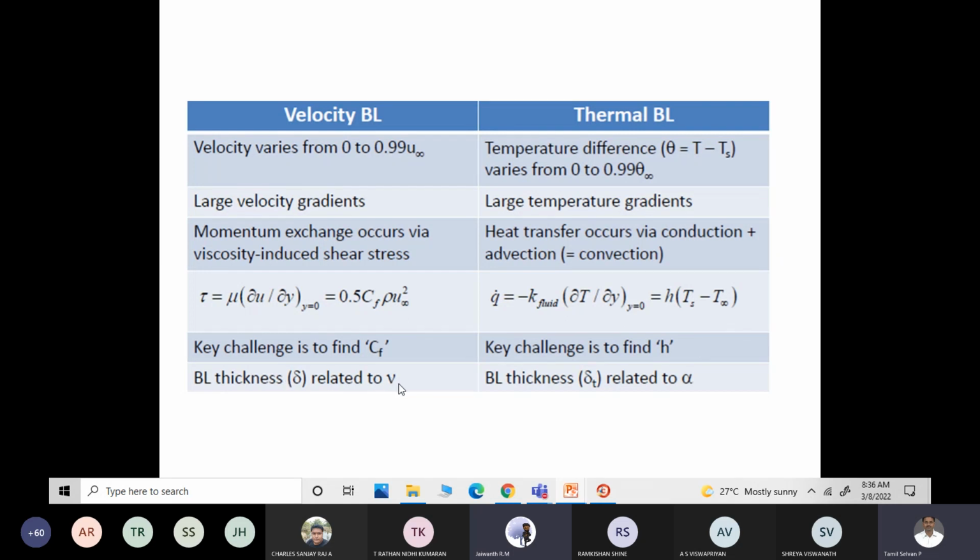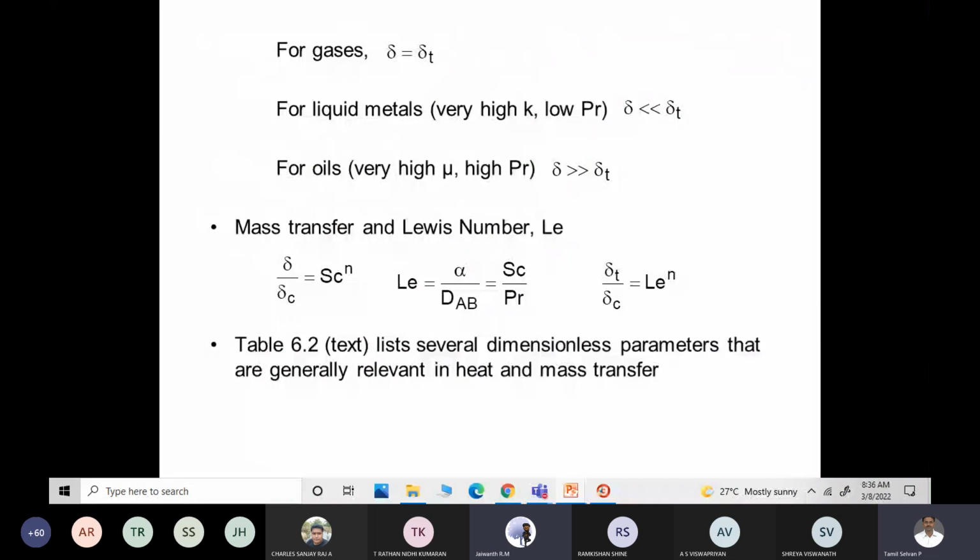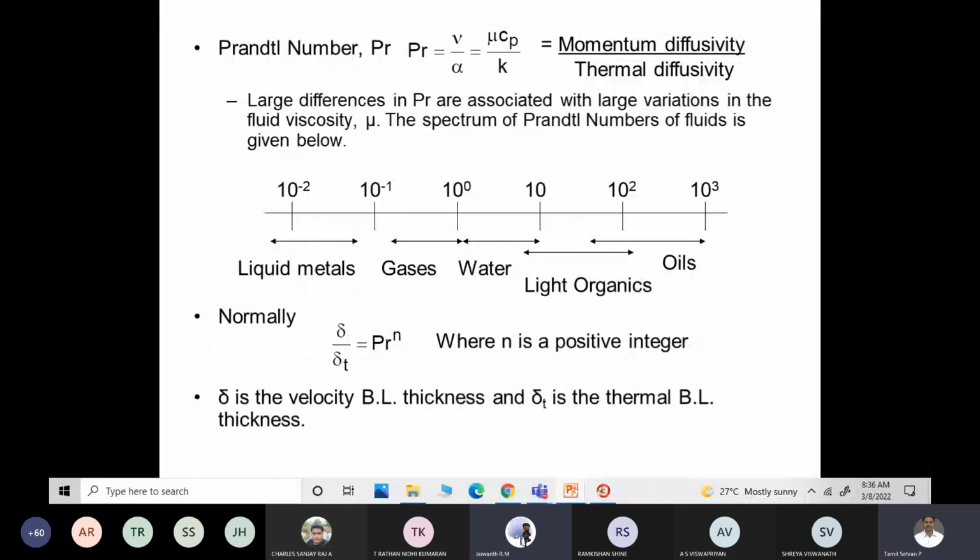The boundary layer thickness is related to nu, the viscosity, whereas the thermal boundary layer thickness is related to diffusivity. So these two things I already told you, right? Viscosity is the one which decides the boundary layer thickness in case of the velocity boundary layer, whereas in case of the thermal boundary layer, the thermal diffusivity is the one which decides. Okay, so these are some of the numbers, and you can see here the effect of Prandtl number.